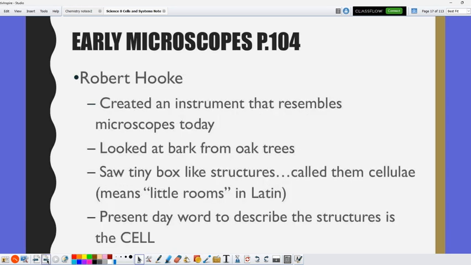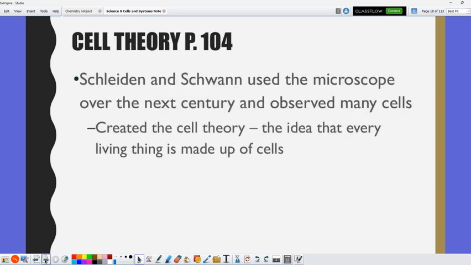Robert Hooke's the next person to come along. He created an instrument that resembles today's microscopes. He looked at bark from oak trees. He saw tiny box-like structures. He called them cellulae, which means little rooms in Latin. And that present-day word is called the cell.